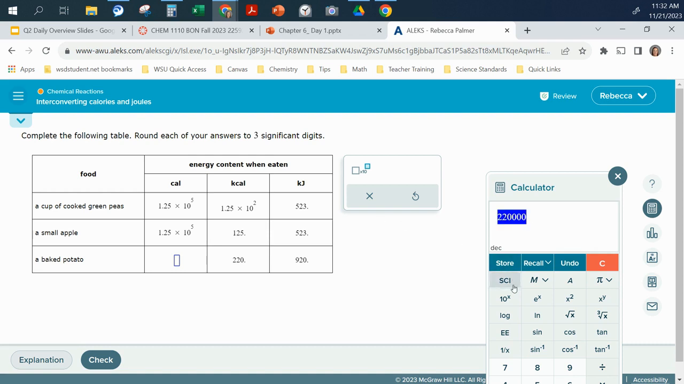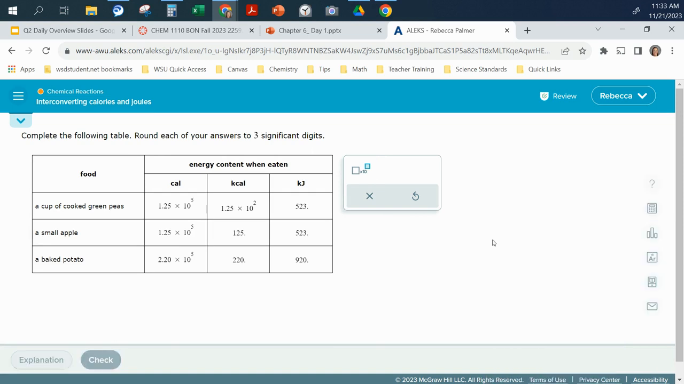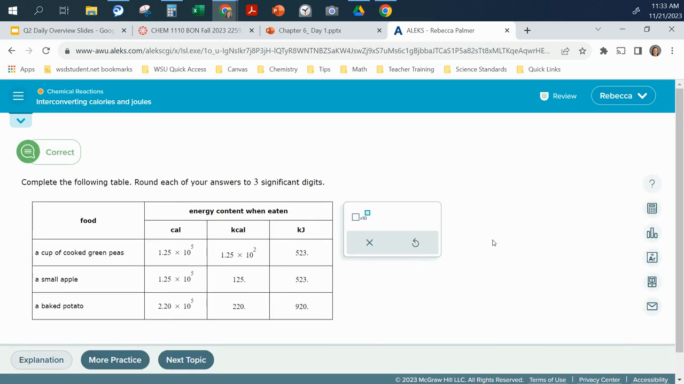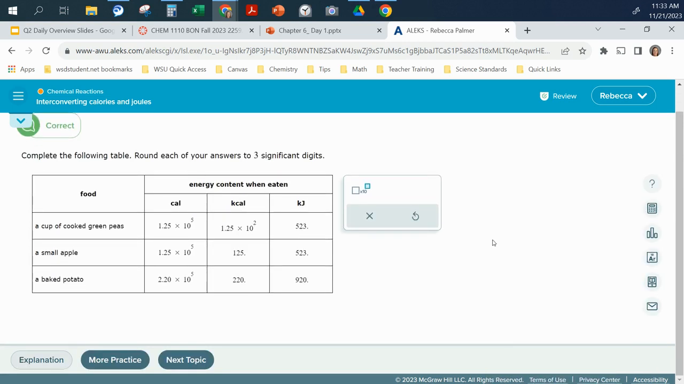And then I can just put it inside the big machine. So I am liking this. I don't have to think about it. It just does it for me. And then we need 3 significant digits, not decimal places. So this is going to be 2.2, add a 0, and then times 10 to the 5. Okay, let's check it. Questions on that?